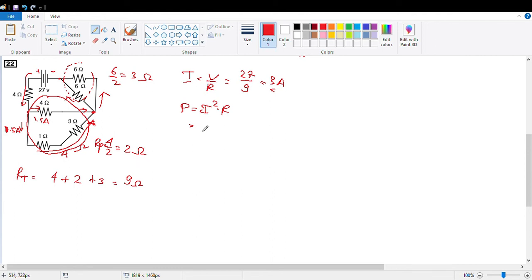Okay, so I use the power, which is 1.5 square times the R, 1 ohm, right? So I get 2.25 watts.